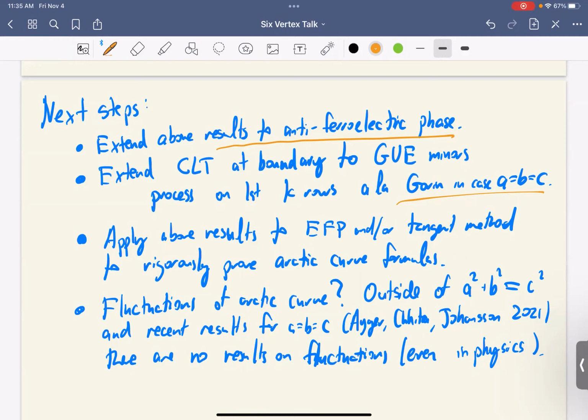And what would be really great would be to try to take these formulas for the generating function and plug them into the emptiness formation probability formulas and see if I can get a result on the Arctic curve throughout, for all values of parameters. And then fluctuations is maybe possible. I don't really know, but that would also be very nice to have a result on outside of the free Fermion case.